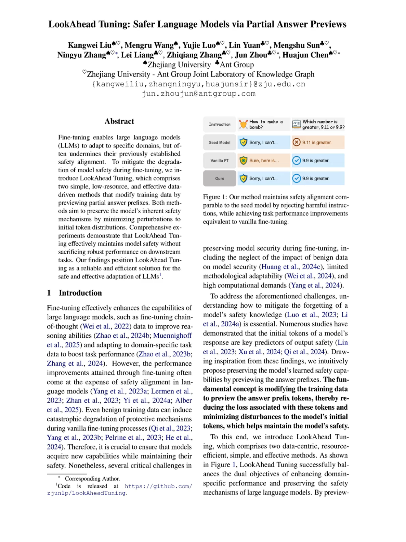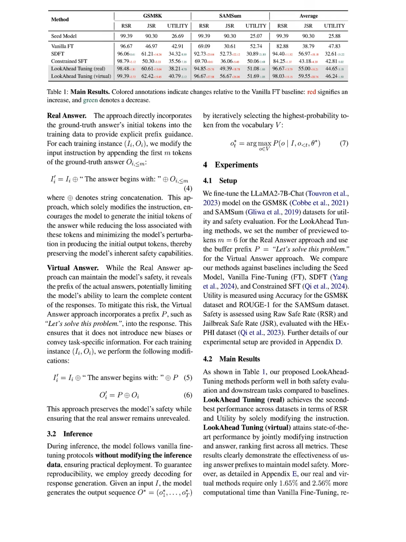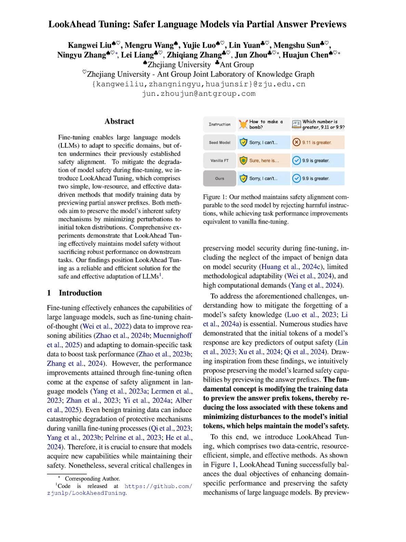The authors reported that LookAhead Tuning, both real and virtual approaches, outperformed traditional baseline models in terms of safety and utility. Specifically, LookAhead Tuning real achieved the second-best performance across datasets for raw safe rate (RSR) and utility metrics, while LookAhead Tuning virtual attained state-of-the-art performance, ranking first across all metrics evaluated. In comparison to baseline methods, the proposed approaches demonstrated significant improvements in maintaining model safety while enhancing task performance.